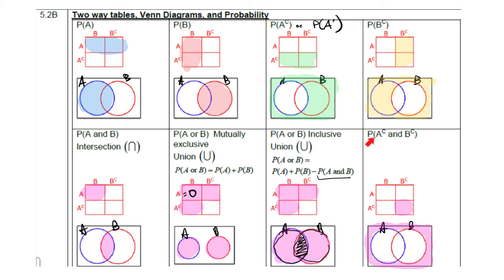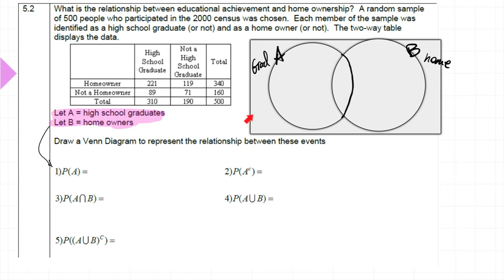And finally, we have the probability of A complement and B complement. This is an intersection, so to speak. It's where B does not happen, and also where A does not happen. That's here, lines up in this quadrant. And if you look at the Venn diagram, it's everything outside of both circles. Here I've made a Venn diagram for this two-way table. A represents high school graduates, so I just wrote grad, and B represents homeowners, so I just wrote home. And so I'm going to fill it in.